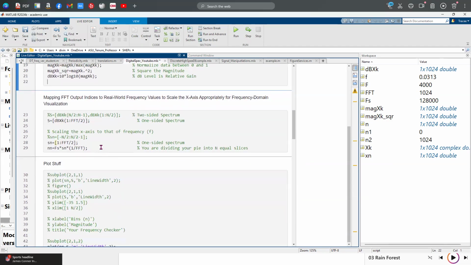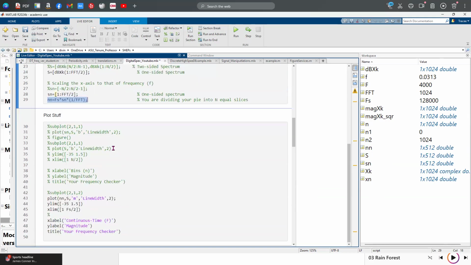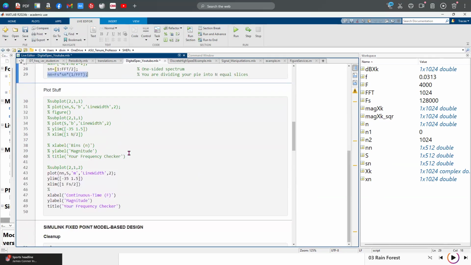In this section, the code maps the signal to show only the one-sided spectrum because the FFT normally produces a two-sided spectrum. We then scale the axis by the sampling frequency divided by the FFT length to convert the axis to frequency. This helps us easily see which frequencies are in the time domain signal.